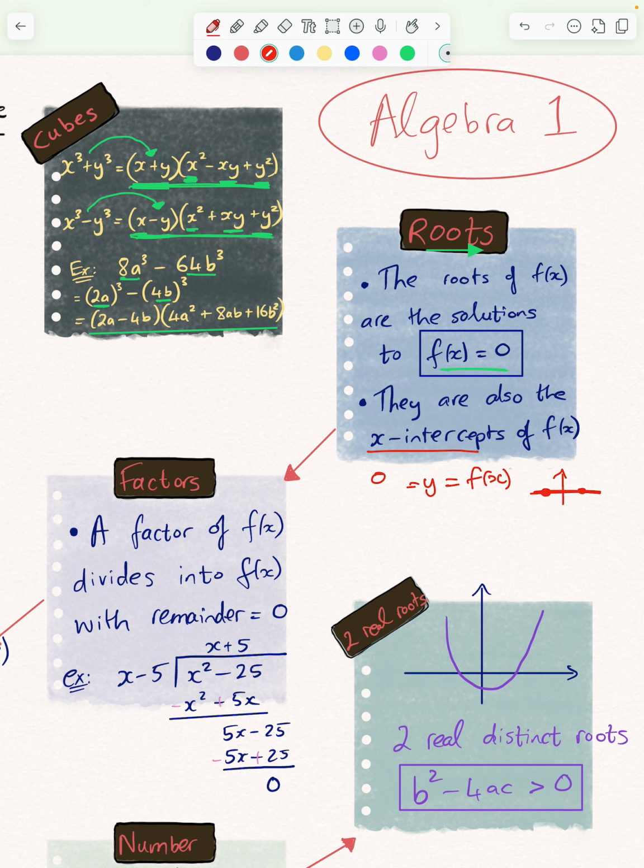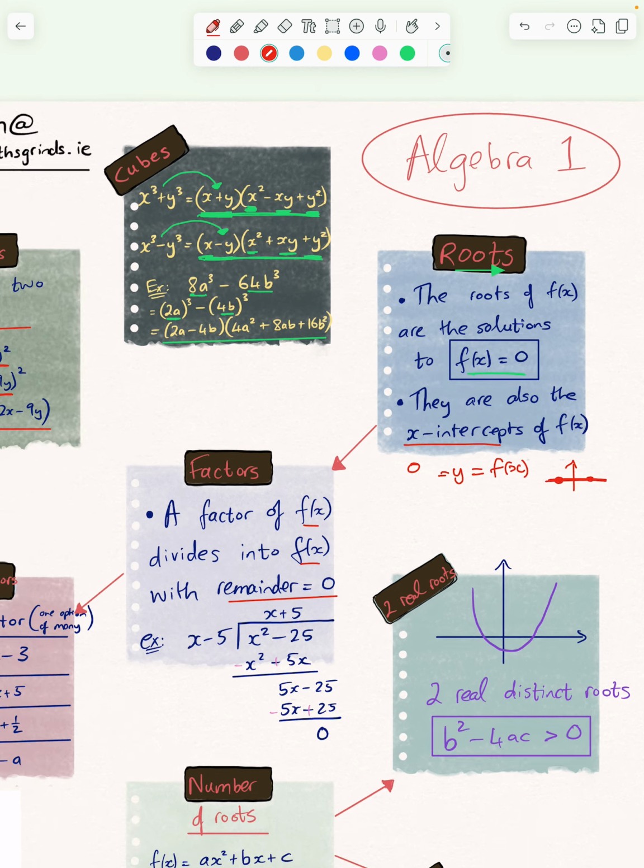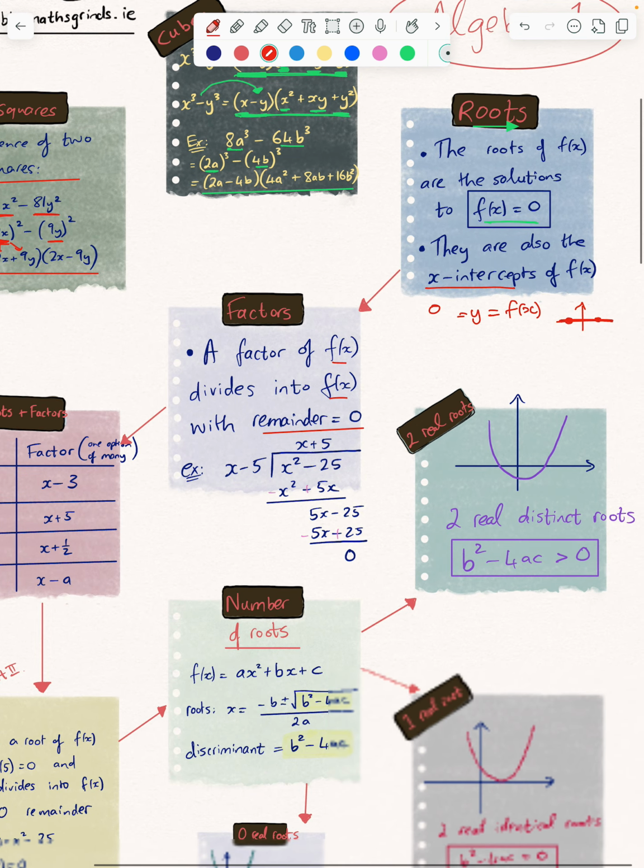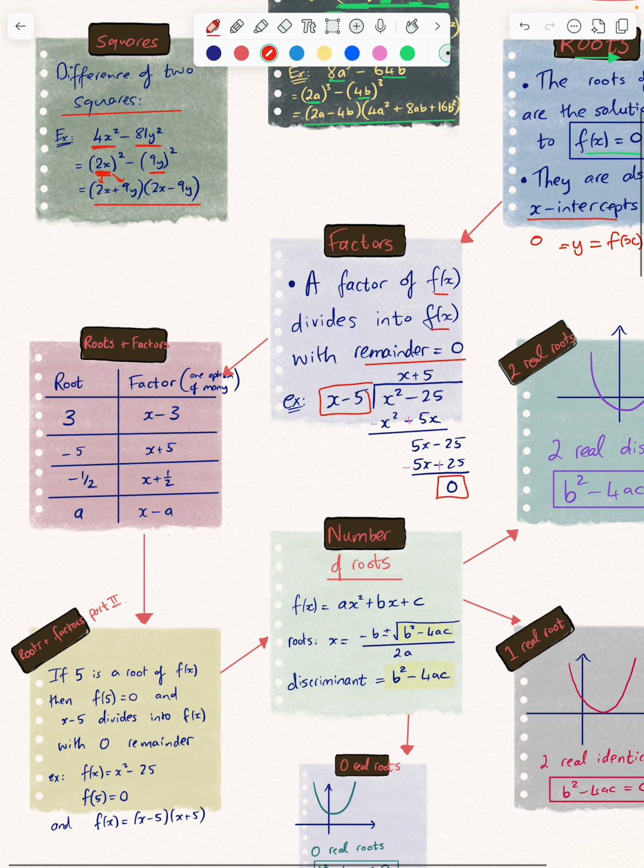A factor of f of x divides into f of x with 0 remainder. So here I want to link roots to factors. When you divide a factor in, you have 0 remainder. That's something to remember. If you have a root, you have a corresponding factor. If you have a factor, you have a corresponding root. If a function has a factor of x minus 3, it has a root of 3, and that means f of 3 is equal to 0. These are all things you need to know.